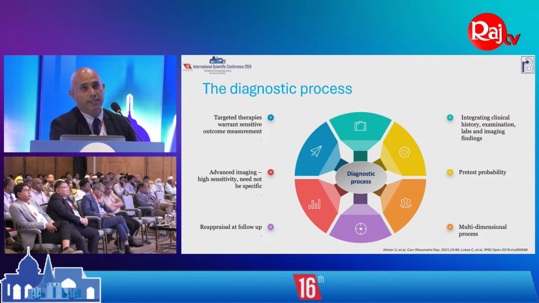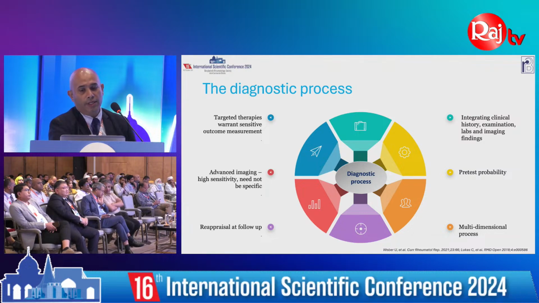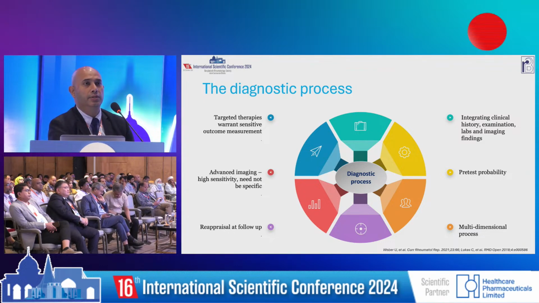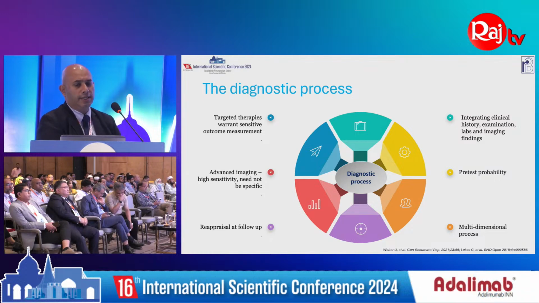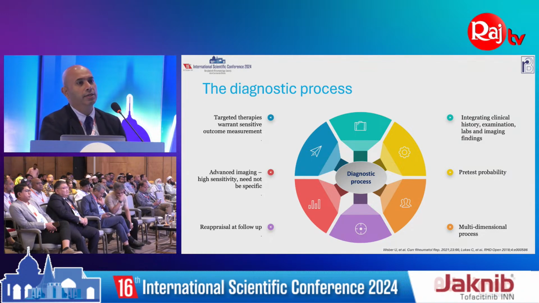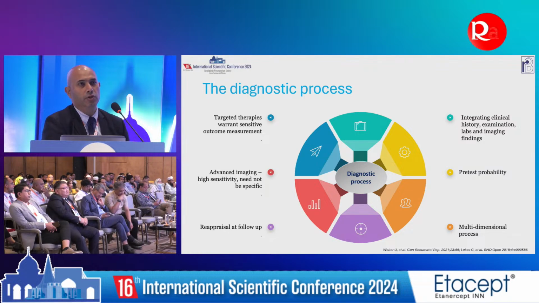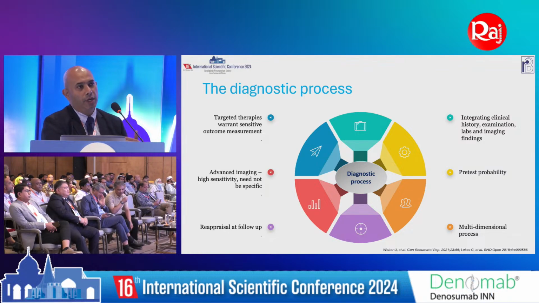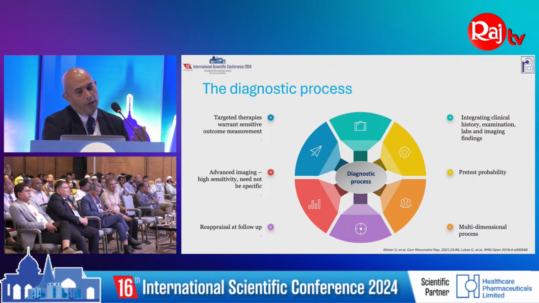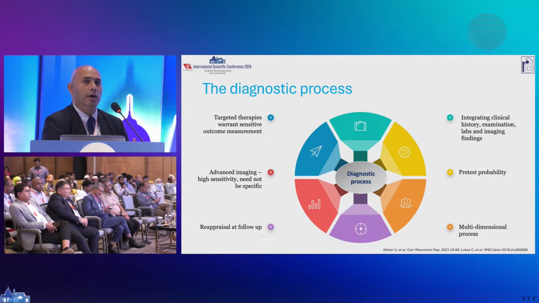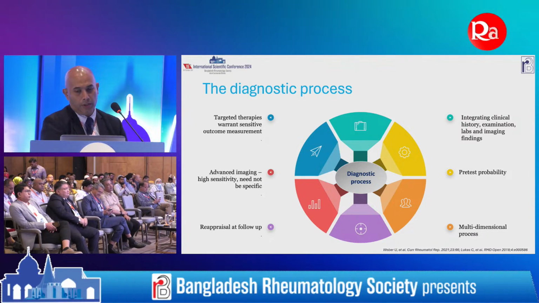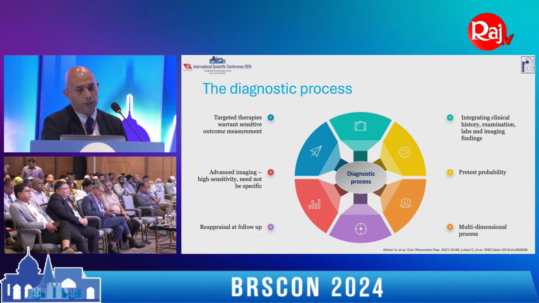However, since Professor Chaturvedi did mention the targeted therapies, what we have in terms of TNF inhibitors and IL-17s, with all these targeted therapies, what we actually need is a very sensitive outcome measurement tool. Without that, it becomes a little difficult to categorize the patients who would be fit for these therapies. So that's where we are in terms of the diagnostic process.